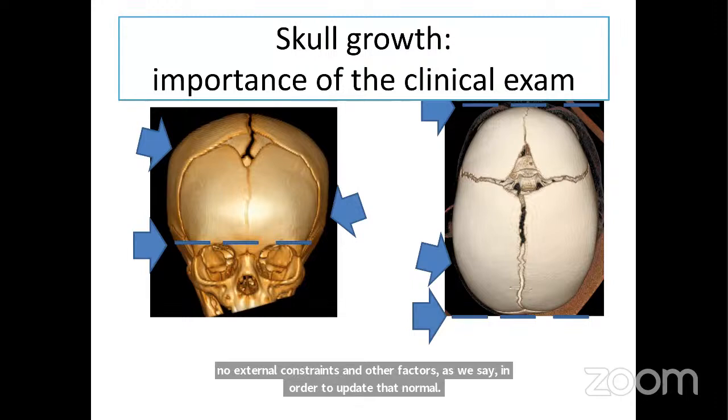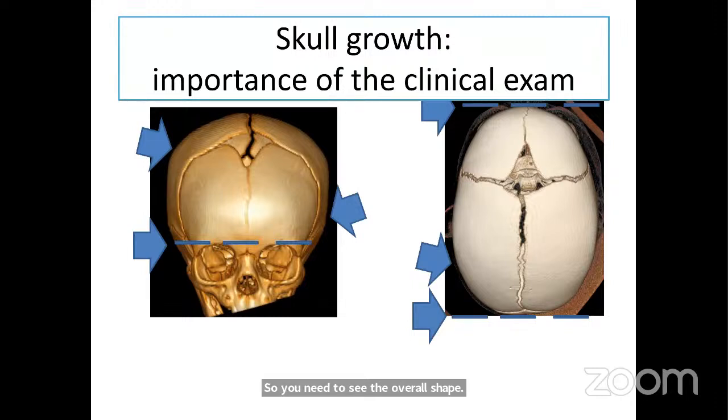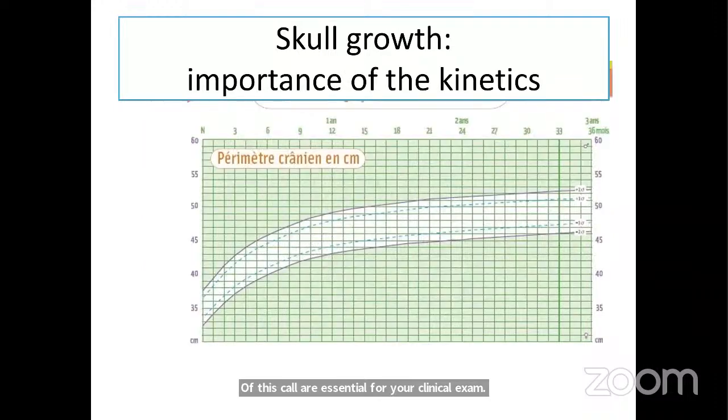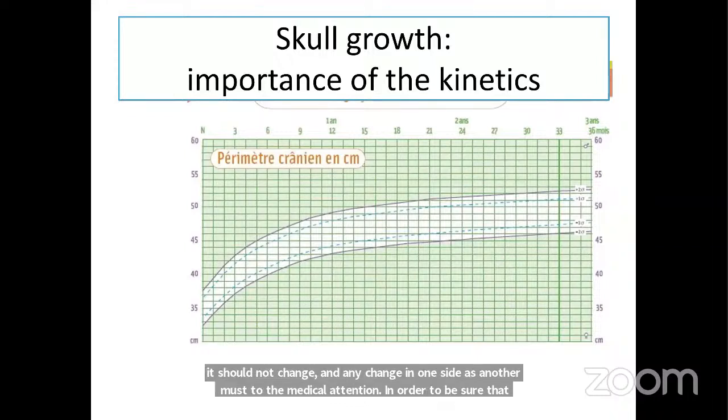So you need to see the overall shape, but also the symmetry of the parietal bossing, the symmetry of the eyes and orbits, the symmetry of the forehead, the symmetry of the posterior part of the skull. These are essential for your clinical exam, as is the head circumference, in which you need to have not only one point, but the whole curve, because once the child is in one category, it should not change, and any change in one side or another must lead to medical attention in order to be sure that there is no problem with the content or with the skull.